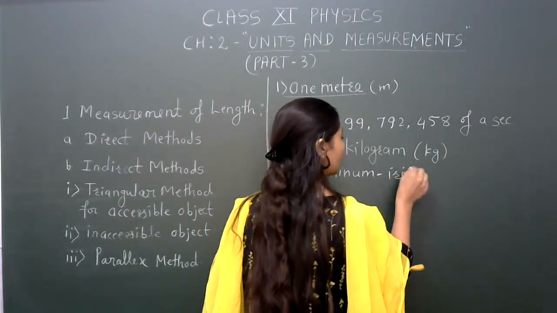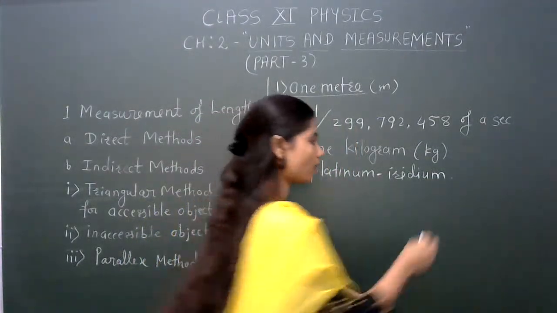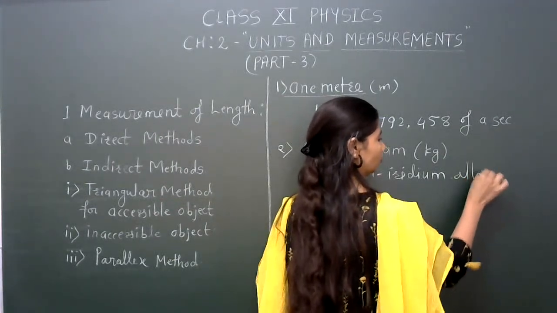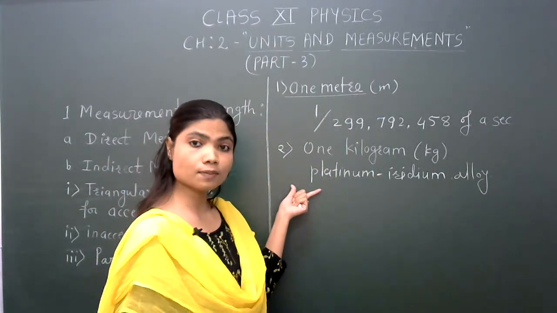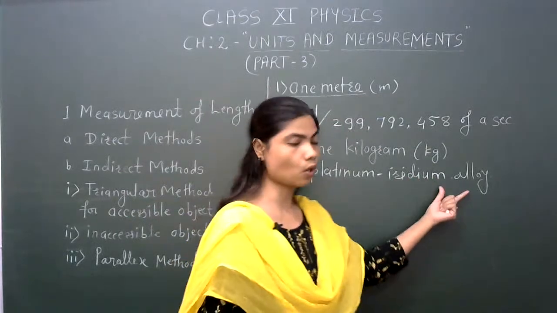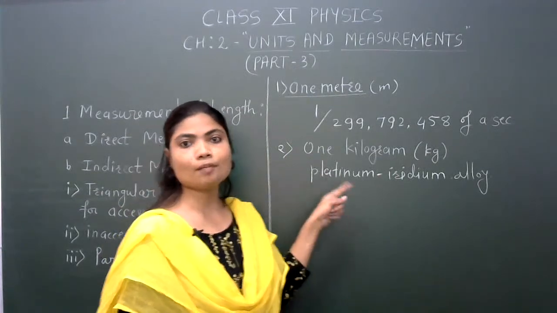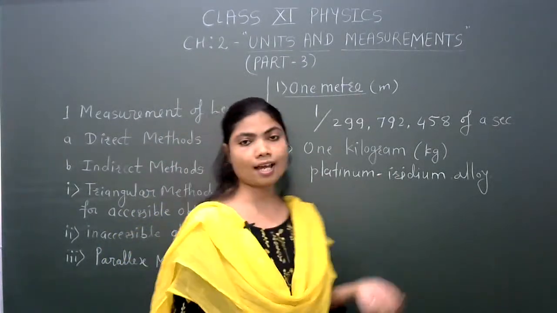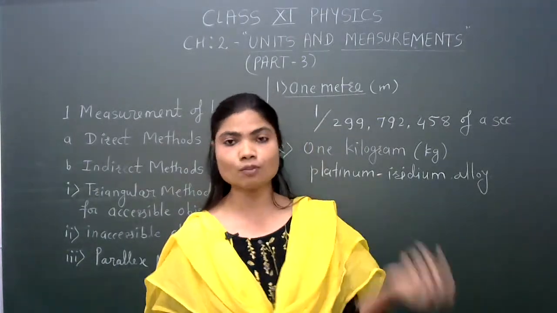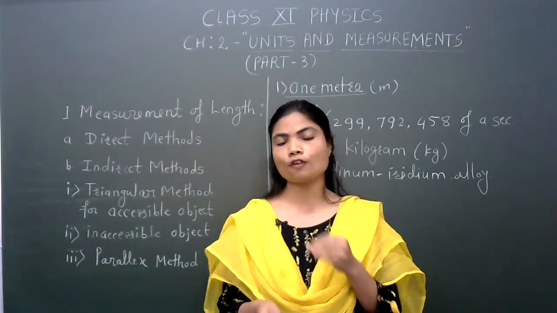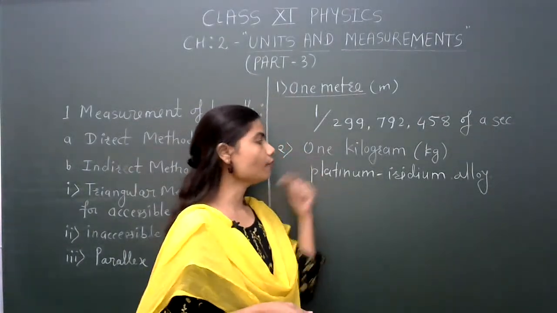iridium, okay, platinum iridium alloy. So 1 kilogram is the mass of a prototype cylinder of platinum iridium alloy which has its height and diameter the same. This cylinder has its diameter and height the same, and this prototype cylinder is kept at the International Bureau of Weights and Measures at Paris. So this is actually 1 kilogram.